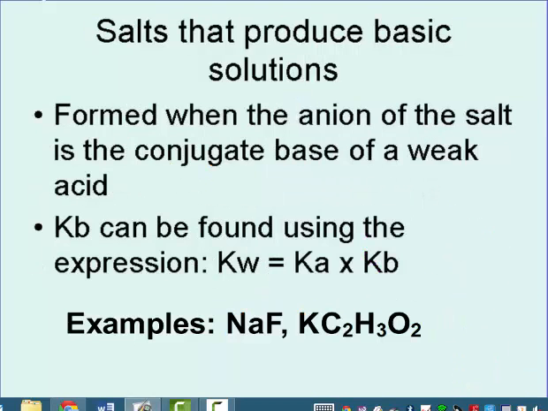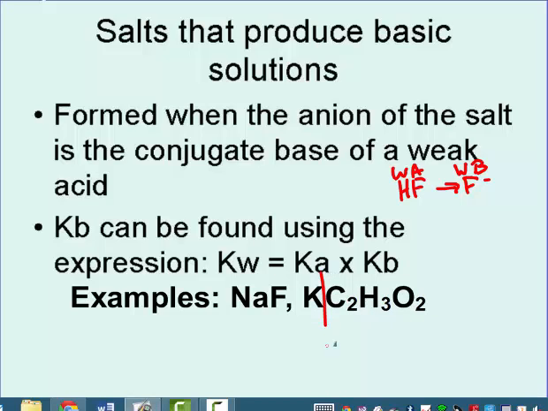Salts that produce a basic solution are going to be formed when the anion of the salt is the conjugate base of a weak acid. So our Kb can be found using our expression that we talked about earlier, Ka times Kb equals Kw, to the hydrolysis reaction.